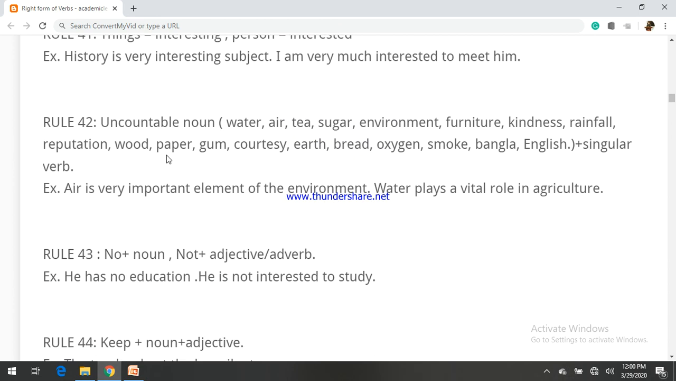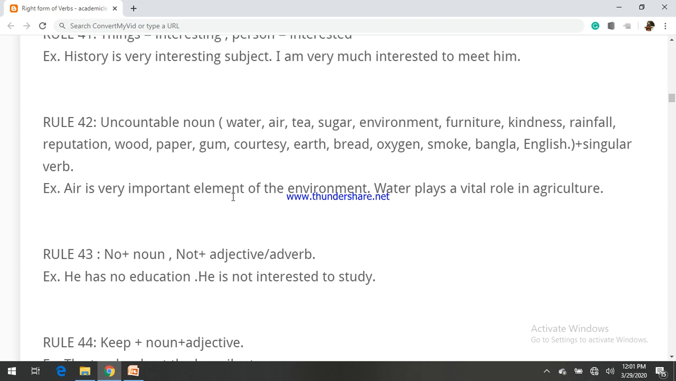Rule 42. Let's say uncountable noun. You know that these are nouns which cannot be counted: water, air, tea, sugar, environment, furniture, kindness, rainfall, reputation, wood, paper, gum, courtesy, earth, bread, oxygen, smoke. Then after an uncountable noun you have to use a singular verb.